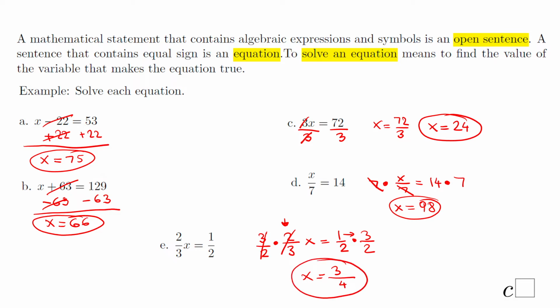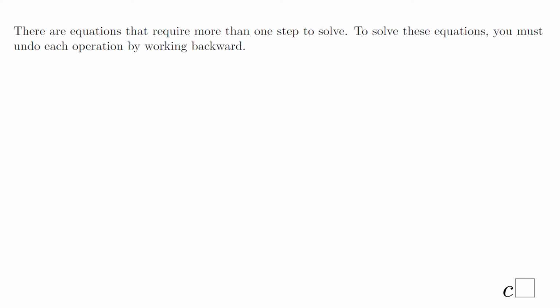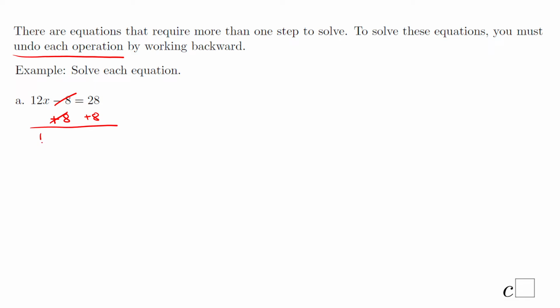All these 5 examples are what we call one-step equations. On my next part of the lesson, I will talk about equations that require more than one step to be solved. And the first one you notice is 12x minus 8 equals 28. I will add 8 here first to undo the subtraction. To cancel this minus 8, I have to do the same thing on the right side. And we have 12x equals 36.